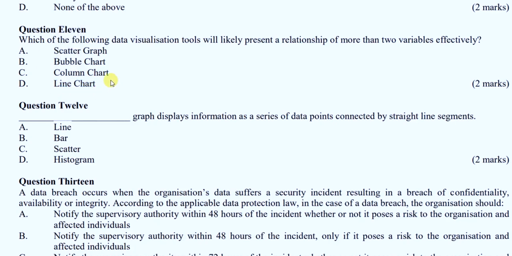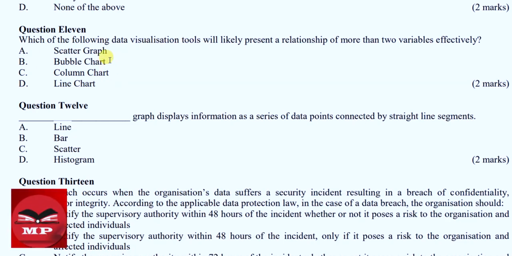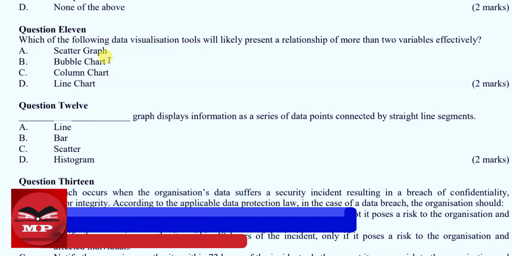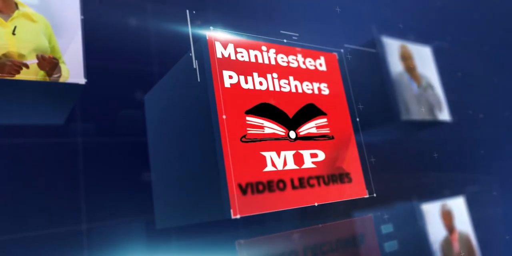So the answer to business data analytics question number 11 is B. Which of the following data visualization tools will likely present a relationship of more than two variables effectively? The answer is bubble chart.